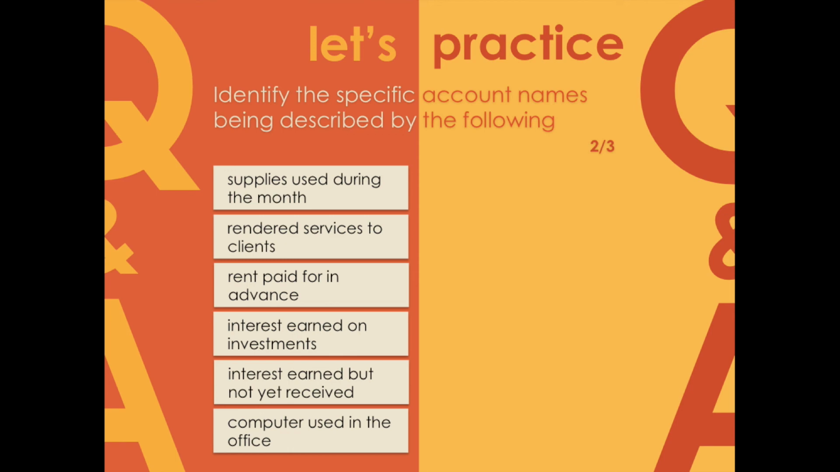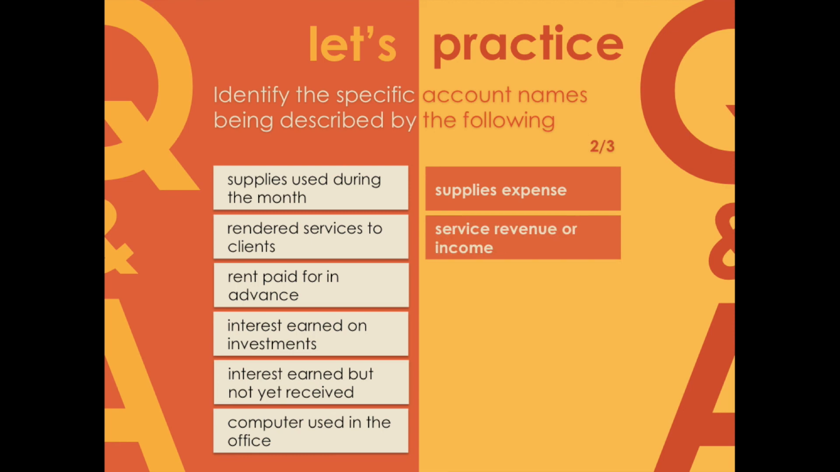7. Supplies used during the month. We see the word used, so this means that this would be an expense account. And what type of expense would it be? Supplies. So the correct answer is supplies expense. 8. Next, services rendered to clients. Again, there is a service involved. Since it was rendered or provided by the company, this would be an income account. And what specific type of income? Service income or service revenue.